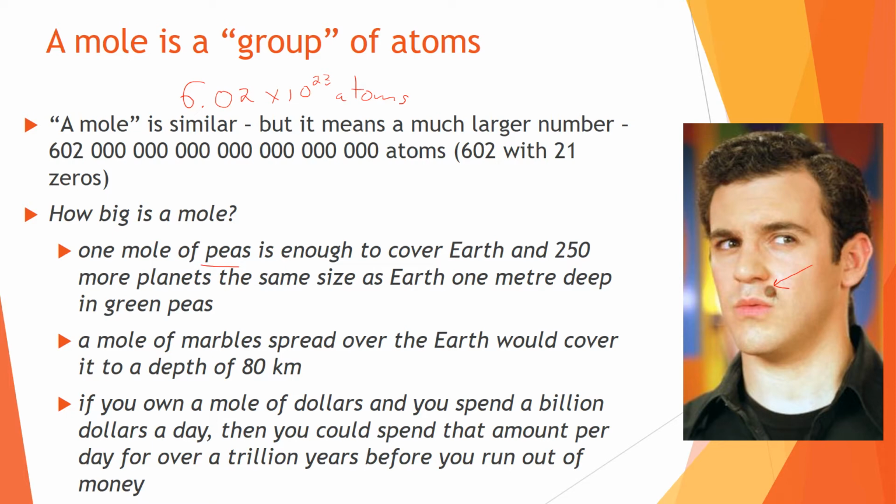If you had a mole of dollars, you could spend $1 billion every day and it would take you 1 trillion years to run out of money. This is a humongous amount, right? But because atoms are so small, it takes so many atoms to make up even a small amount. So that pencil lead earlier, there might be a mole of carbon atoms in that pencil lead. And we can figure that out by using mass because a particular amount of moles of a substance has a very particular mass to it.